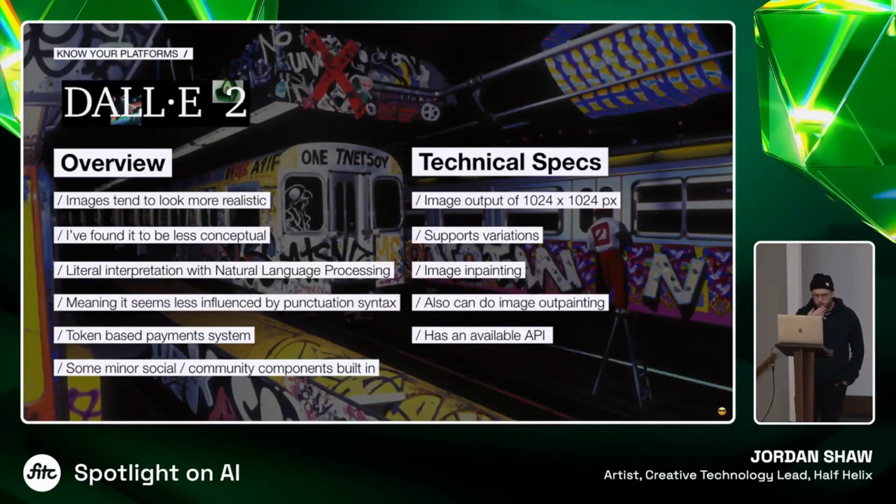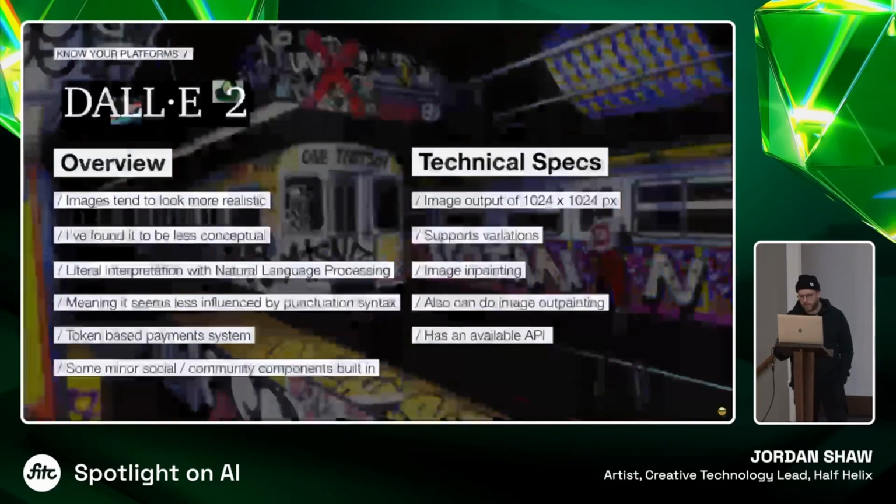So as a quick high-level overview, as we look at DALL-E, images tend to be more realistic. They can be found to be a little less conceptual. So there's a bit more of a literal interpretation of the natural language processing algorithms that it's doing, which makes sense given the other services that OpenAI have. It is a token-based payment system, and there's a little bit, but not too much, social and community interaction built into the platform.